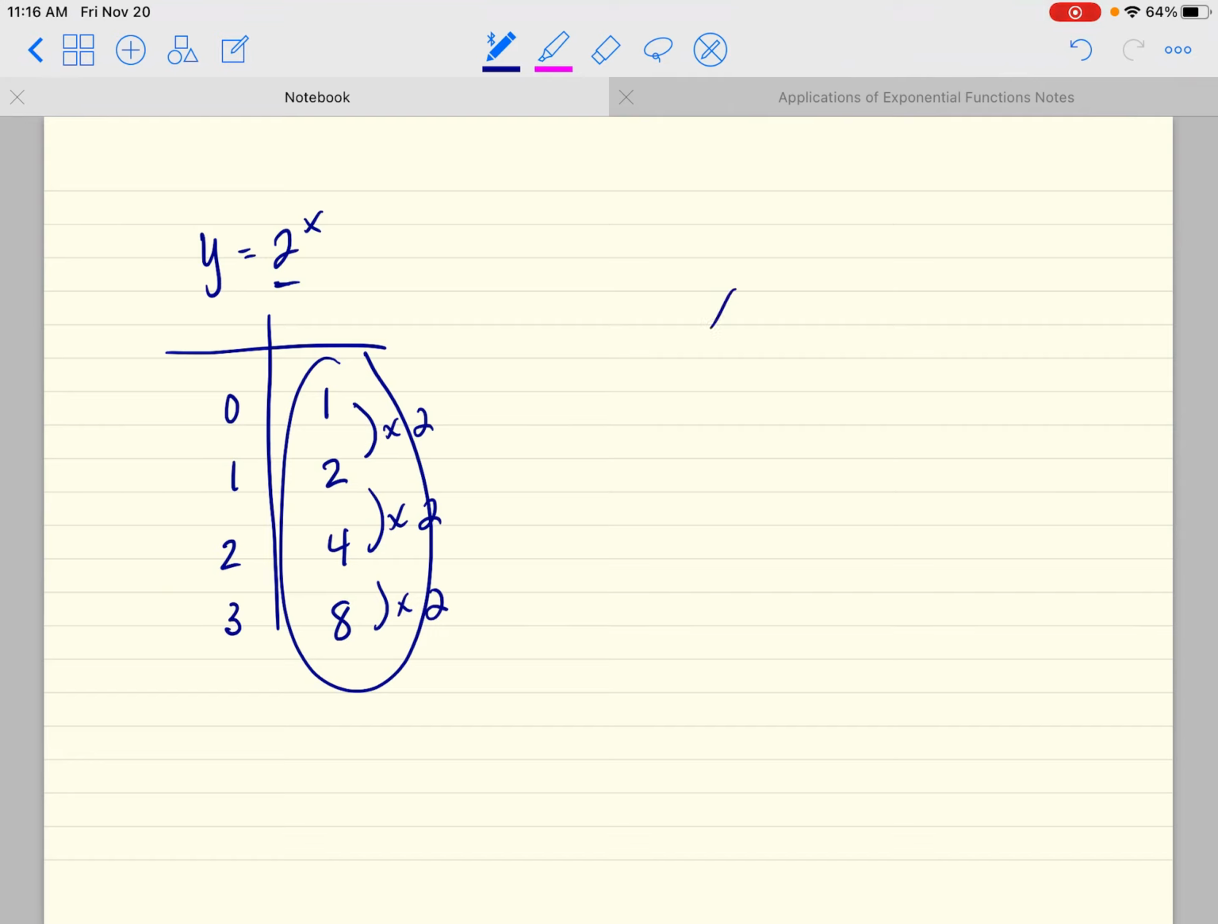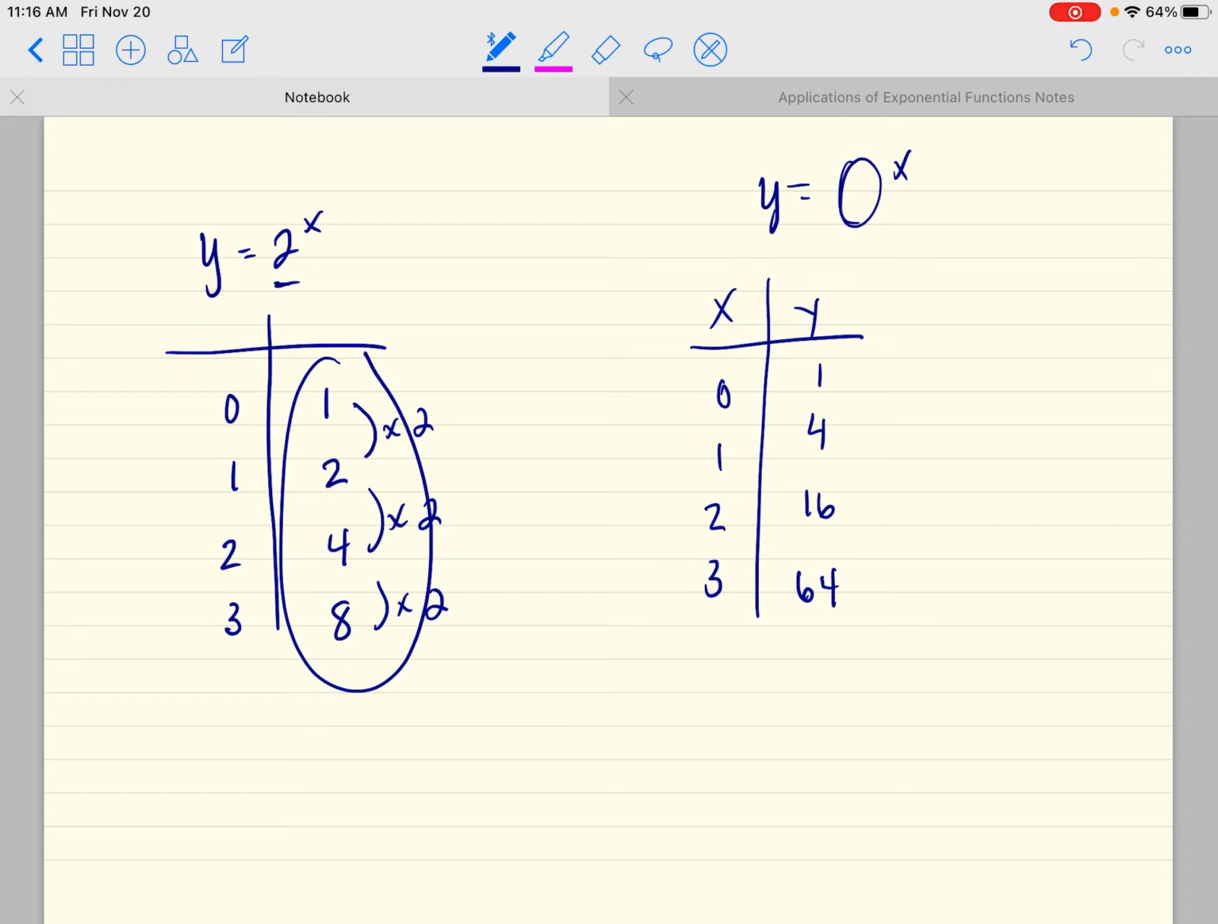So if we are given a table of values, let's say that in our y values here, we went from 1 to 4 to 16 to 64. Could we figure out what our base had to be for our function? Well, what am I multiplying by to go from 1 to 4, or from 4 to 16, or from 16 to 64? It's 4, which means 4 had to be the base of that exponential.